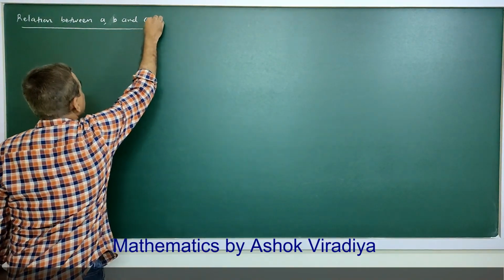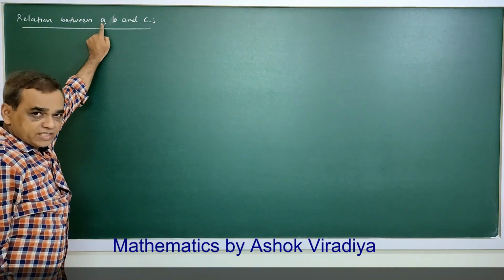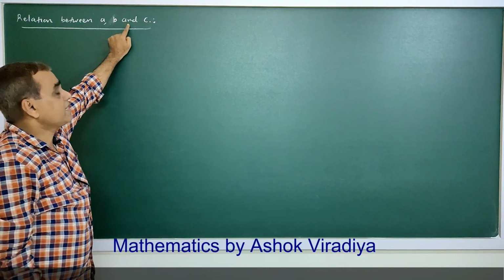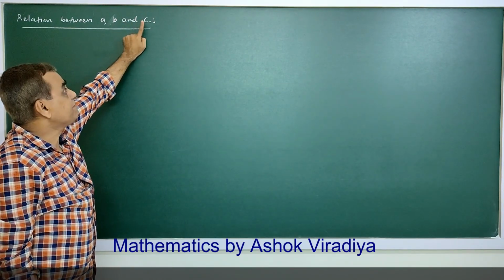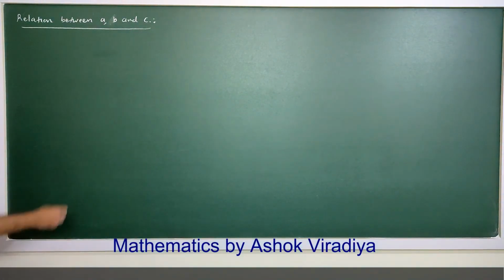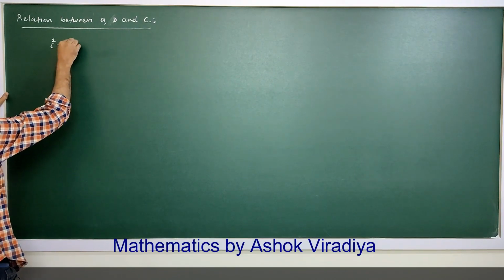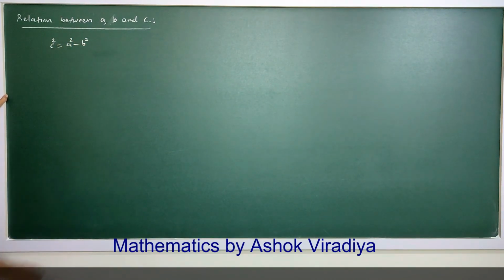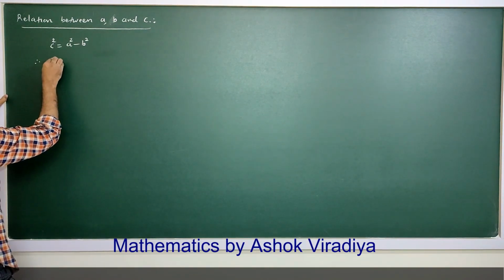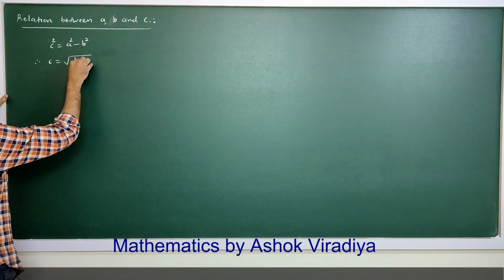That means length of a semi-major axis, length of a semi-minor axis and distance of any focus from center. So the relation between these three numbers is c square is equal to a square minus b square. So from a square and b square we can calculate the value of c. So c will be equal to root a square minus b square.